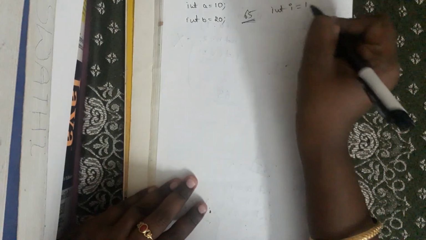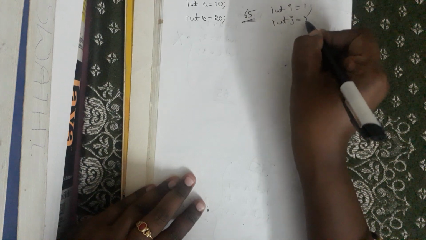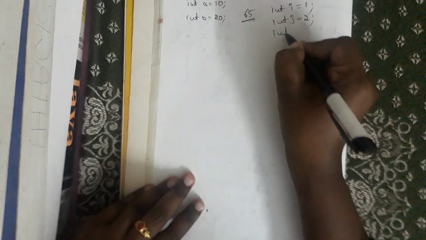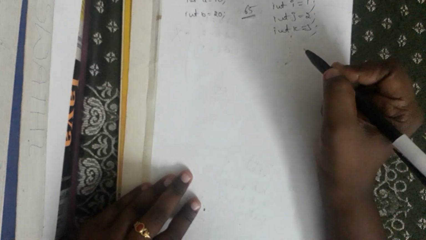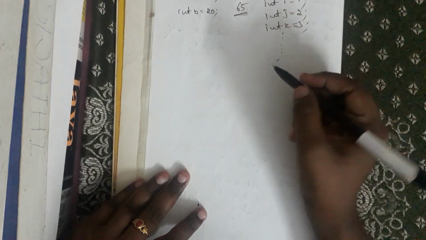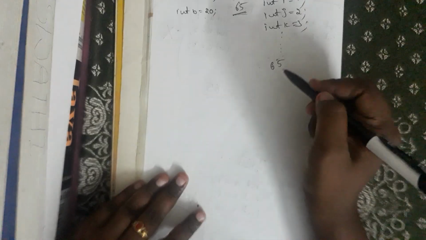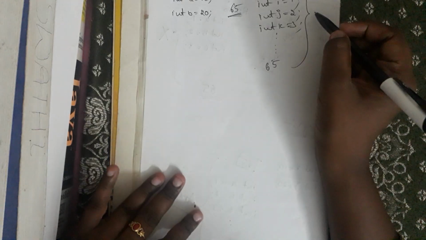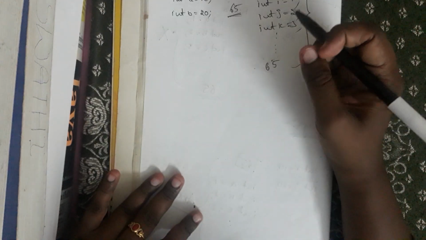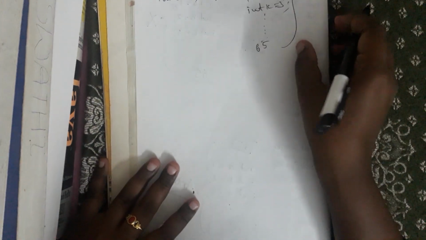int i equal to roll number 1, int j equal to roll number 2, int k equal to roll number 3. Like this, how many times do I have to do it? I have to declare 65 variables, right? Tell me now, is it a good approach? Declaring 65 variables for storing 65 numbers, is it a good programming approach? No, right? The answer will be no.